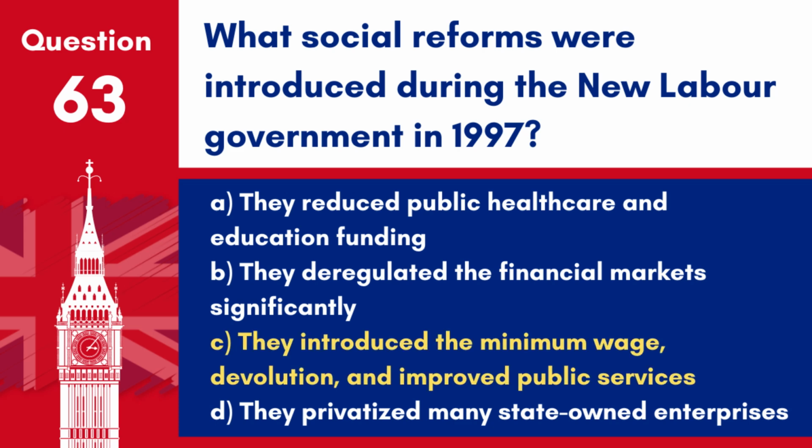Answer: C. They introduced the minimum wage, devolution, and improved public services. The new Labour government in 1997, led by Tony Blair, introduced significant social reforms, including the establishment of a national minimum wage, devolution of powers to Scotland, Wales, and Northern Ireland, and investments in public services.